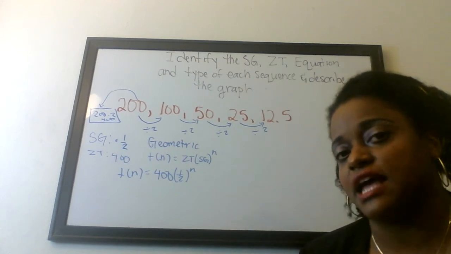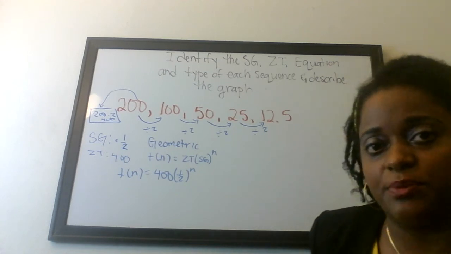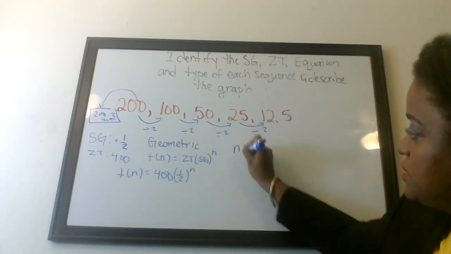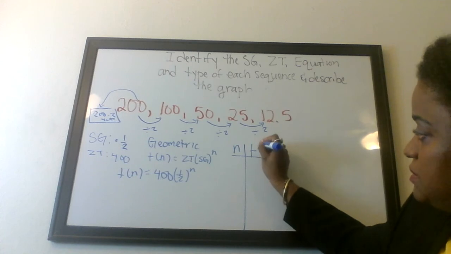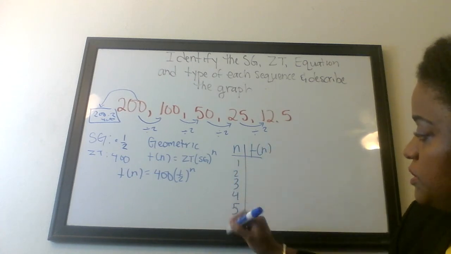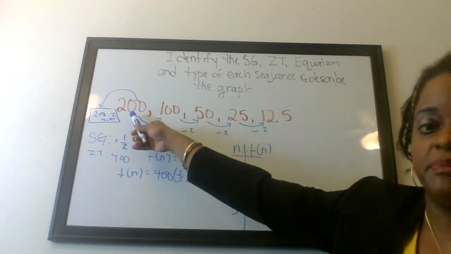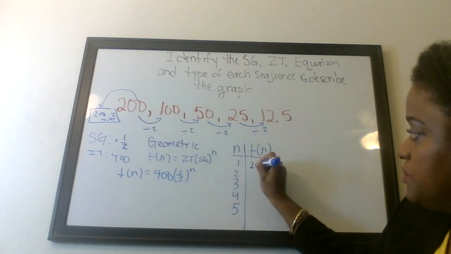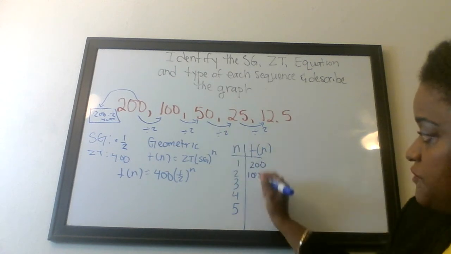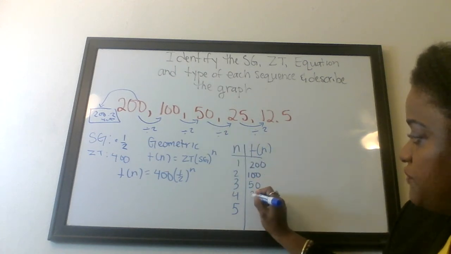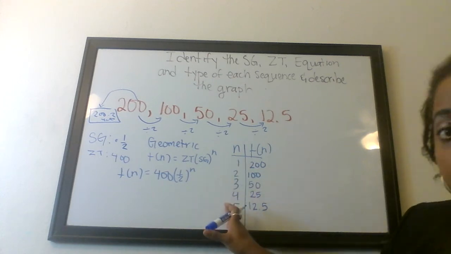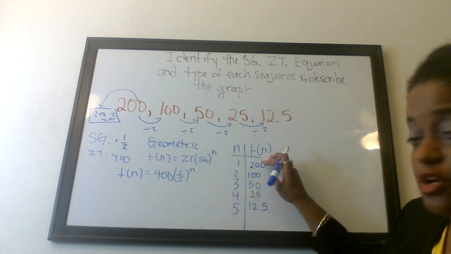Now, on your test, I'll ask you to graph it and describe what the graph looks like. To do that, what we do is first make a table. In your table, we grab these numbers. So the first number from the list goes with 1. That's your first term. Your second number is 100. That's your second term. Third number is 50. That's your third term. 25 is your fourth number. 12.5 is your fifth term, right? And your term number, okay? And these are your terms.